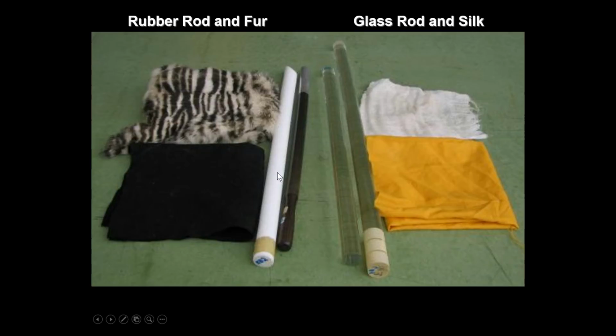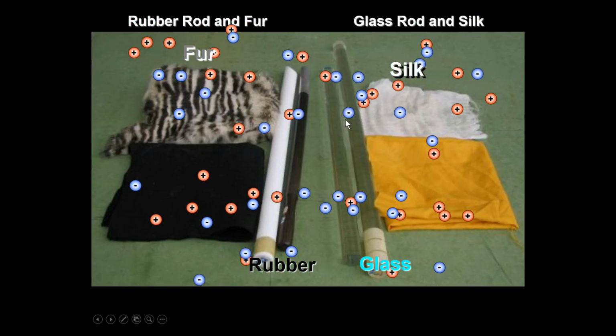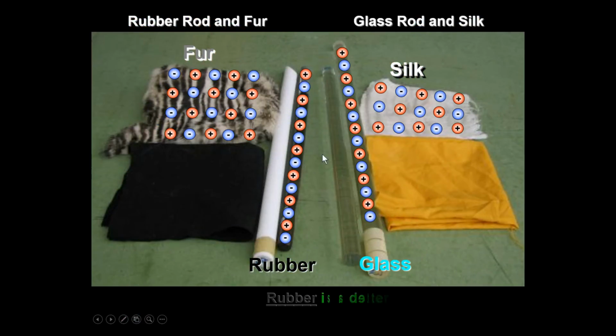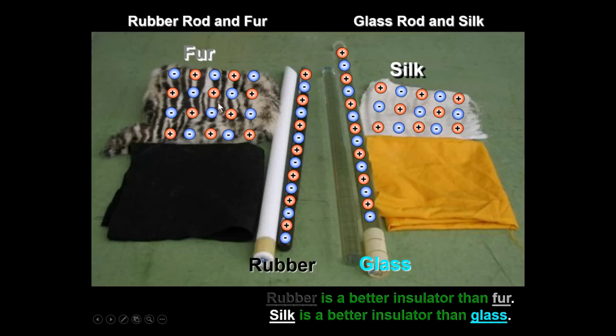Animal fur and hard rubber versus silk and glass. They're neutrally charged to begin with, but rubber will tend to hold on to electrons better than fur. So if you physically rub fur with rubber, the rubber is going to grab electrons off and become negatively charged, and the fur becomes positively charged.